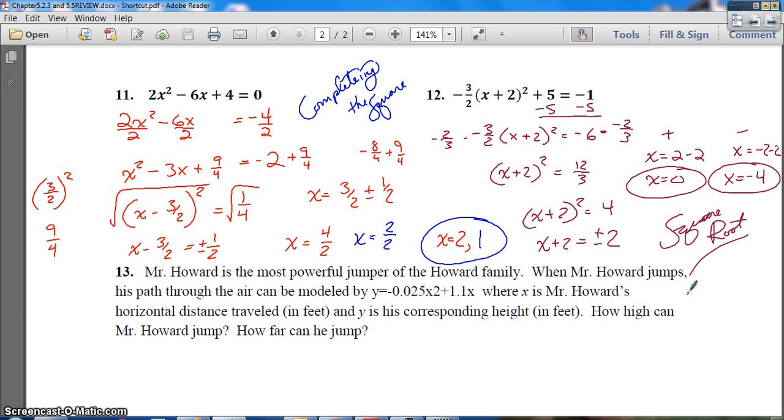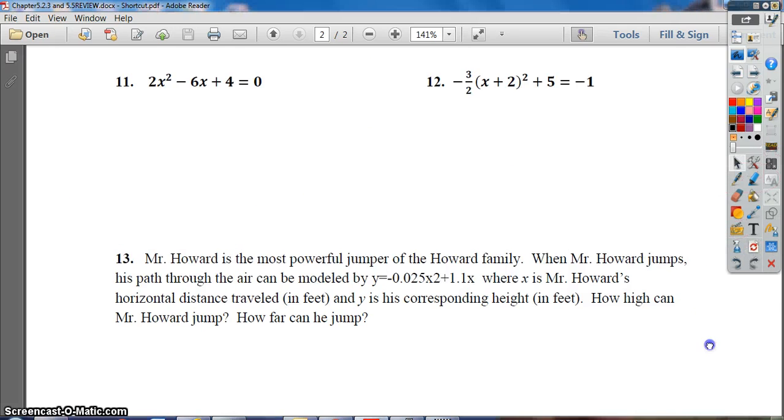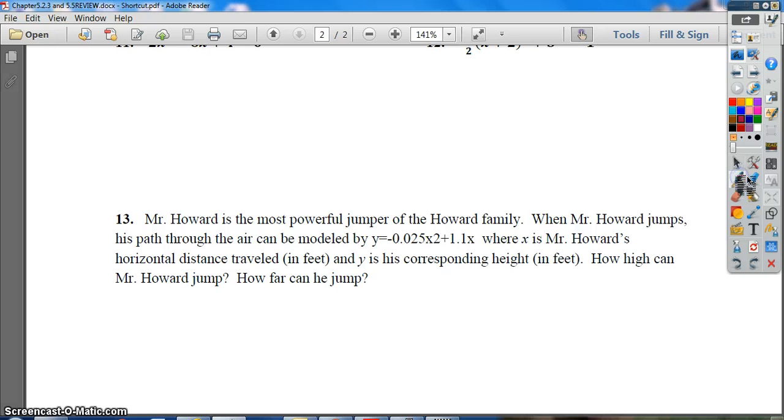Okay? And the last problem we have down here at the bottom is your word problem dealing with the calculator, with Mr. Howard and the Impala. So Mr. Howard is a powerful jumper in the Howard family. When Howard passes through the air, he's modeled by this equation, where x is horizontal distance, y is the corresponding height in feet. Now, if I plug this in the calculator, give me a second, I want to save some time here by doing that.